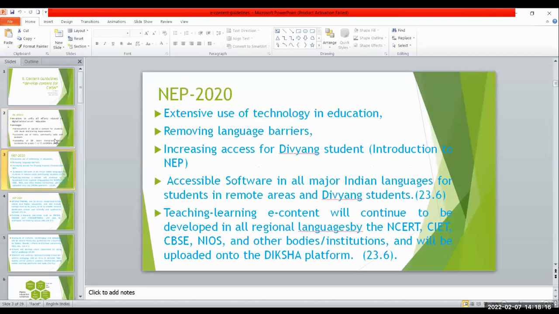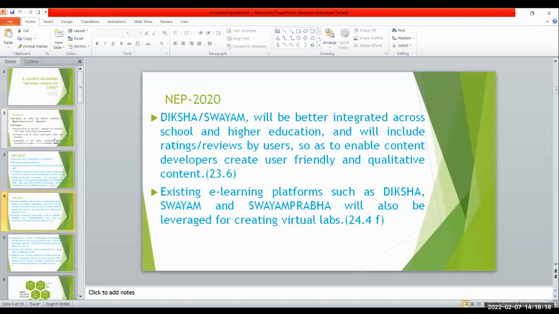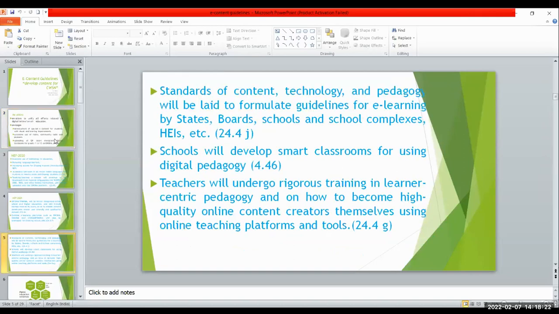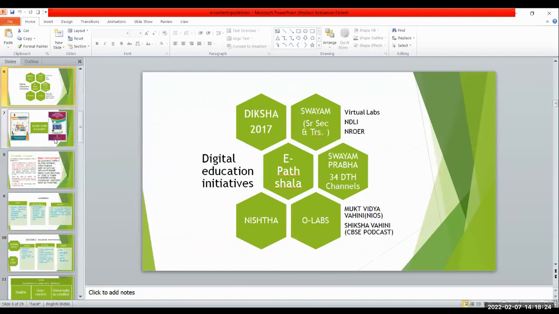About the NEP vision, I have already shared. Diksha and Swayam, many of you might be familiar with. If not, you will know about them in due course of time. Then what are the digital education initiatives? I'm sure the rest of the speakers might be touching upon this, but I just want to give you the names. It's Diksha, which started in 2017, Swayam, for senior secondary school students and teachers.